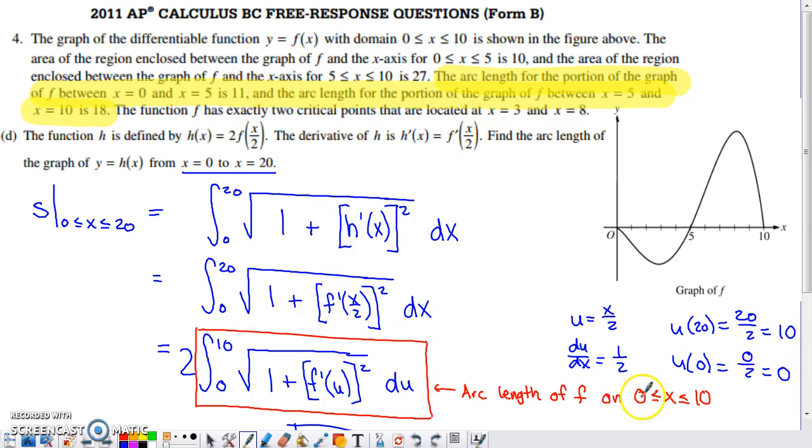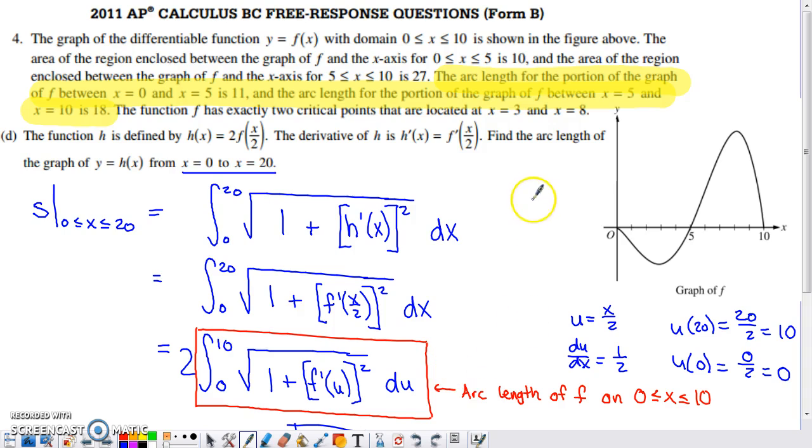And then the lower limit of integration doesn't change, but we do the same calculation with it, right? 0 divided by 2 to turn that x value down here into its corresponding u value, and we get 0. And so we transition the limits of integration from 0 to 20 to 0 to 10 by doing the appropriate substitution steps, and recognize that now this is a curve length formula for f.